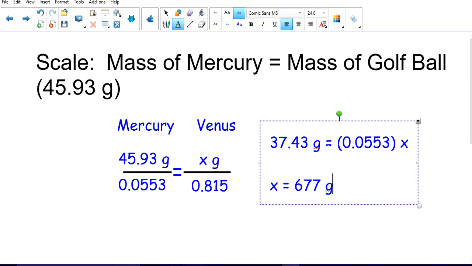So there is an example of how to use the proportional reasoning. You're going to do this for each planet. Hope that helps.